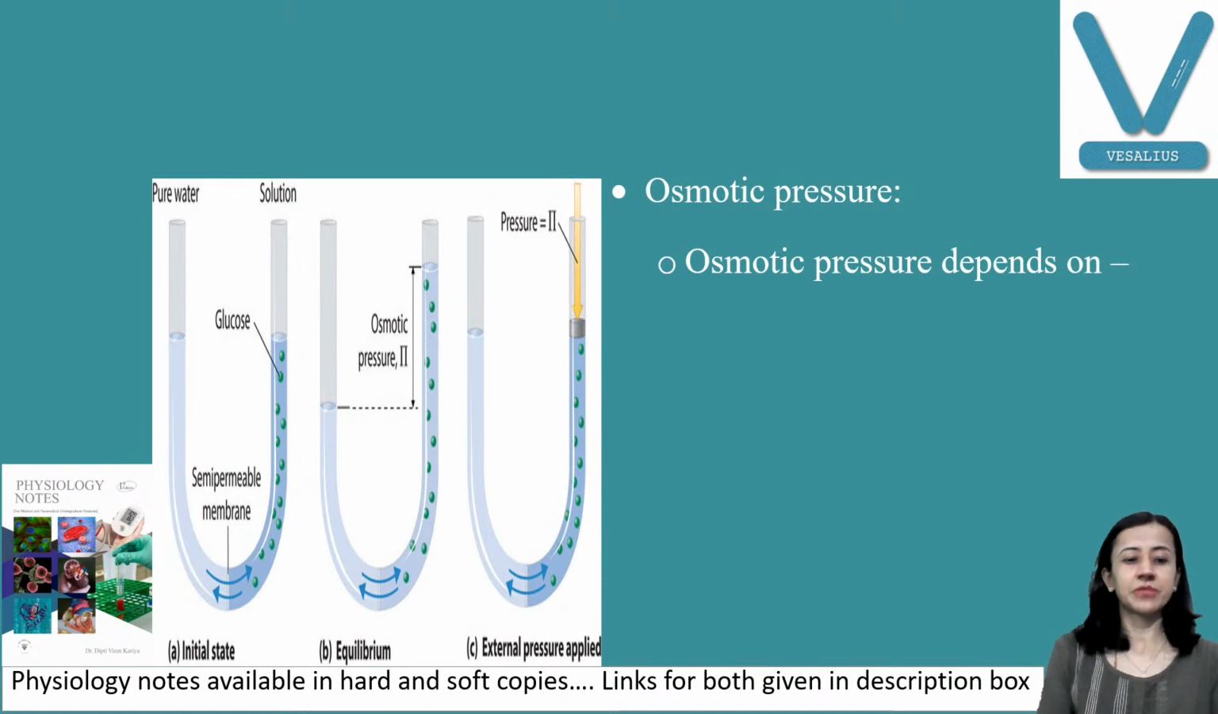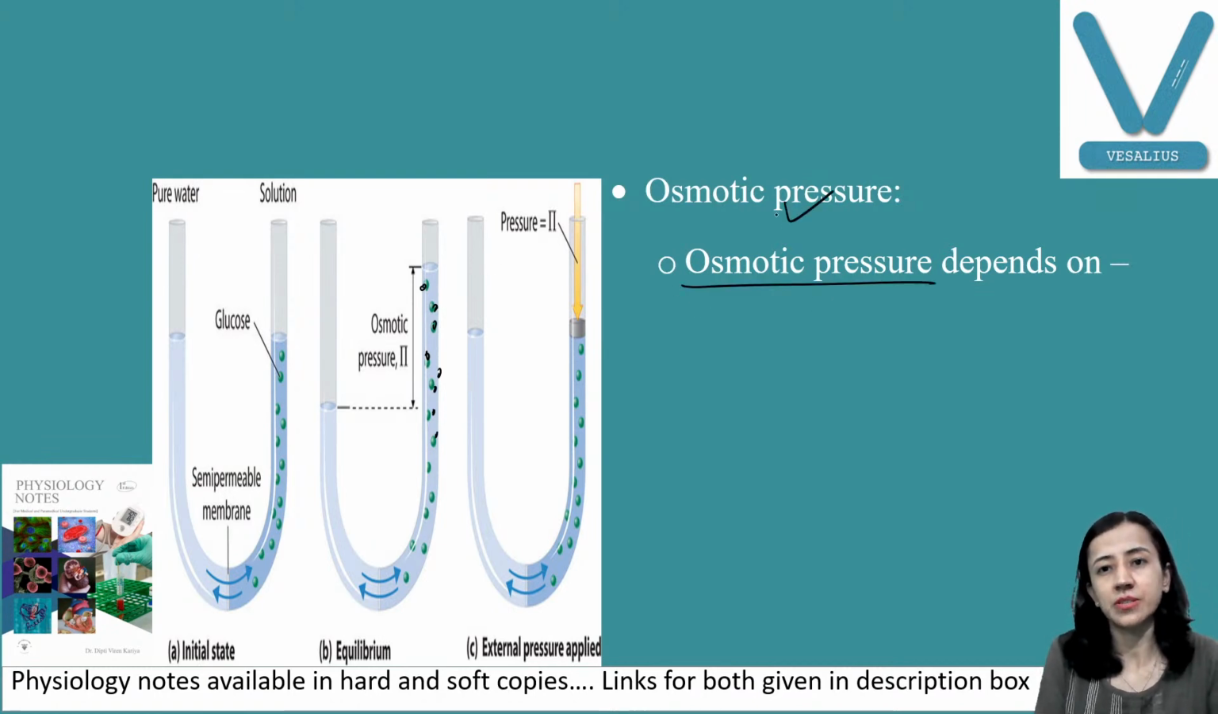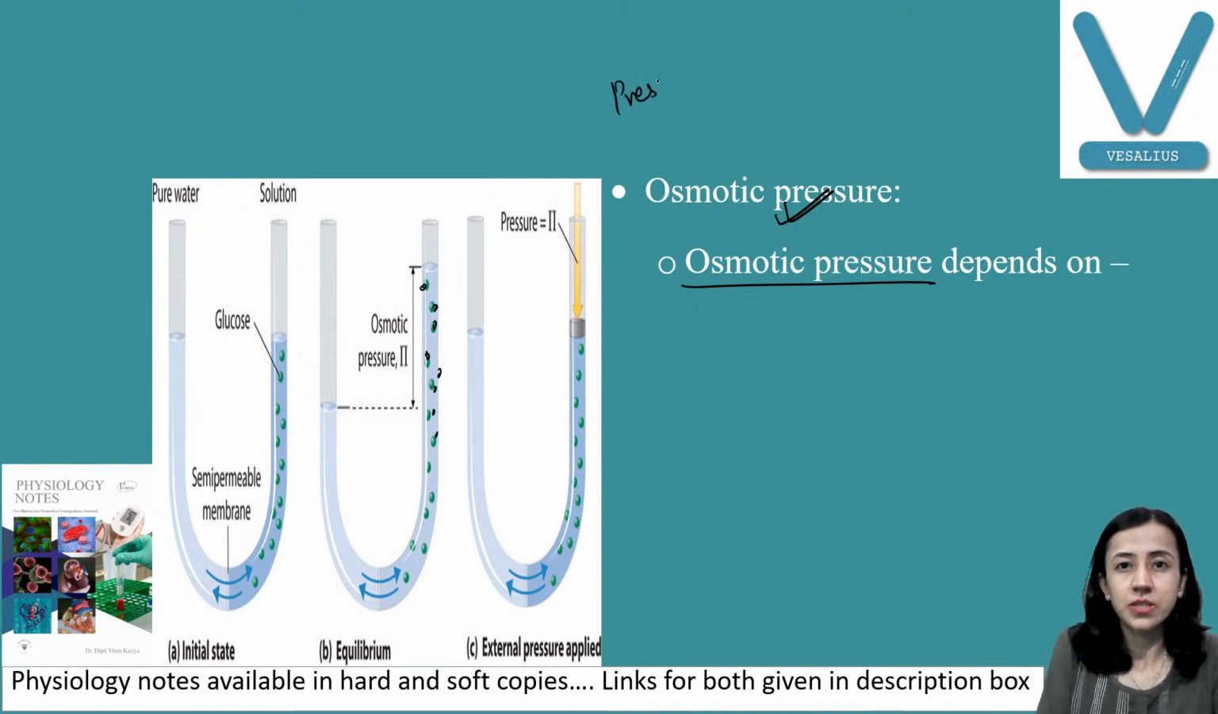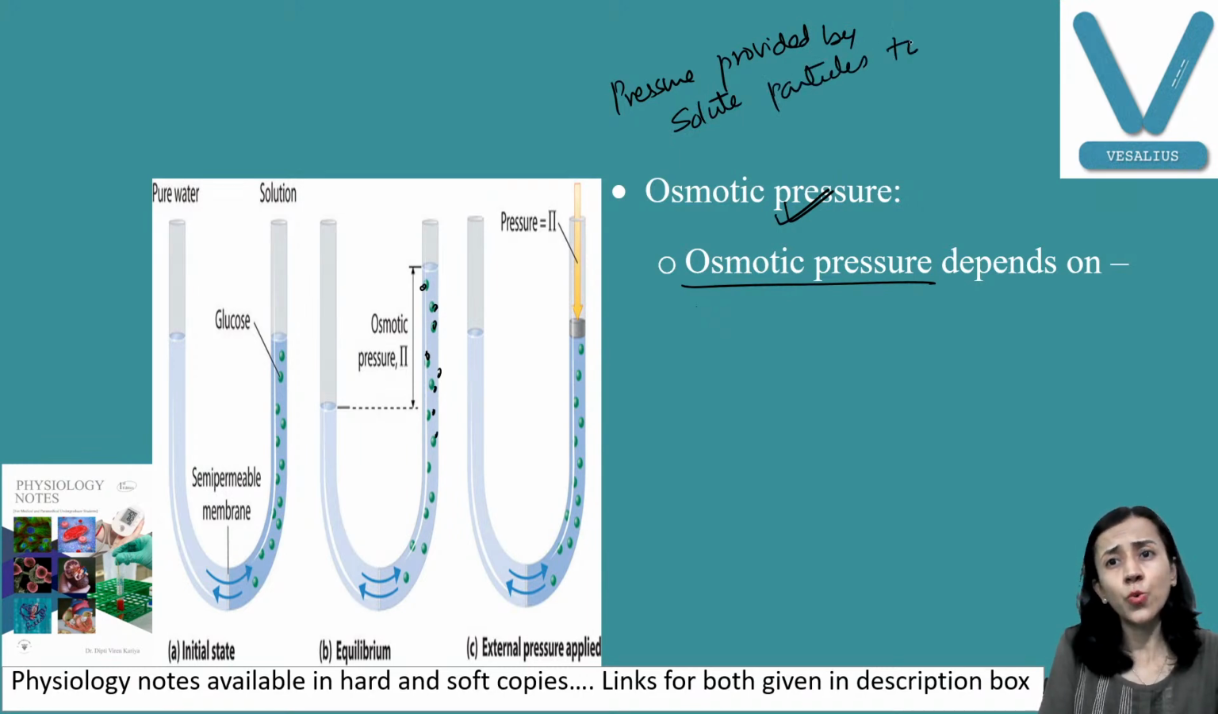Fine. Now, next small definition, that is osmotic pressure. What is osmotic pressure? Osmotic pressure means this, you can see these solute particles, they provide pressure, and this pressure is known as osmotic pressure. How? That is to prevent osmosis. Pressure provided by solute particles to prevent osmosis. Osmosis means movement of fluid.